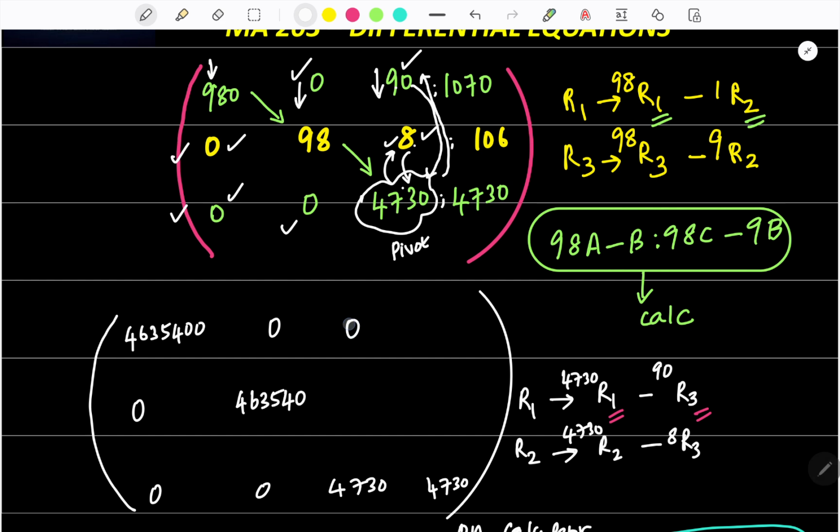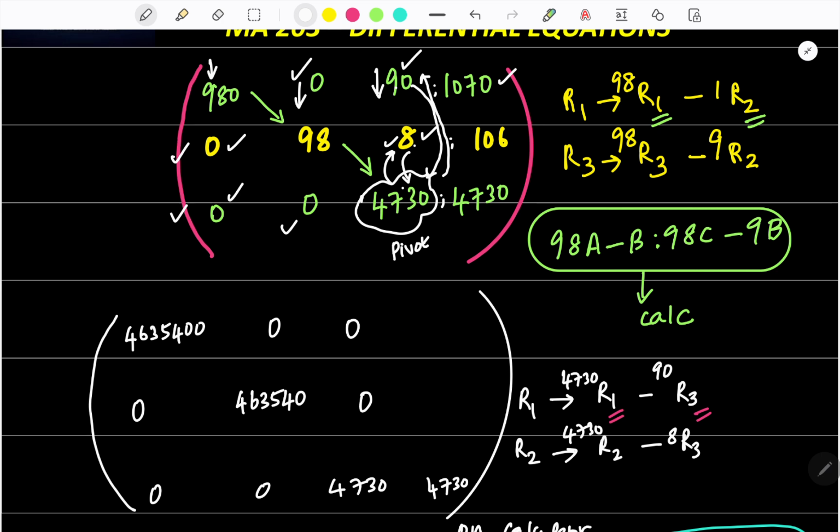And then I will get 0 here and then press equal. I will get 0 here, right? And then press equal. A value, this one, 1070, press equal. C value is 4730, press equal. B value is 106, press equal.